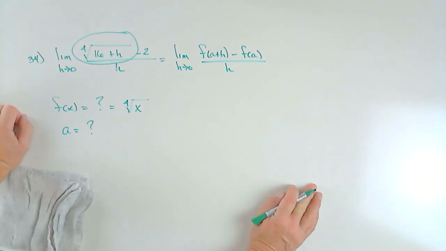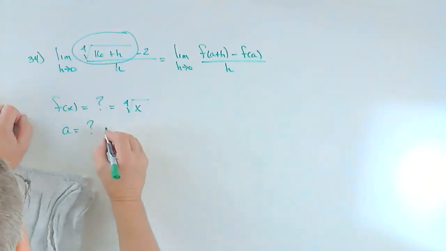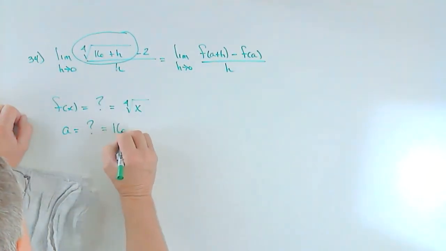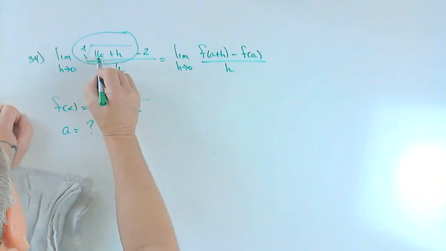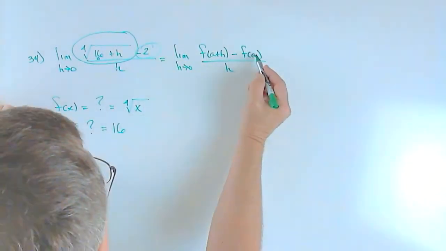Now, how do I know if I got it right? Well, we're thinking a is 16, right? That's what we're thinking. We're thinking a is 16 because it's a plus h. This is a right there. We're thinking that's a. But who's this? Well, that's supposed to be f of a.